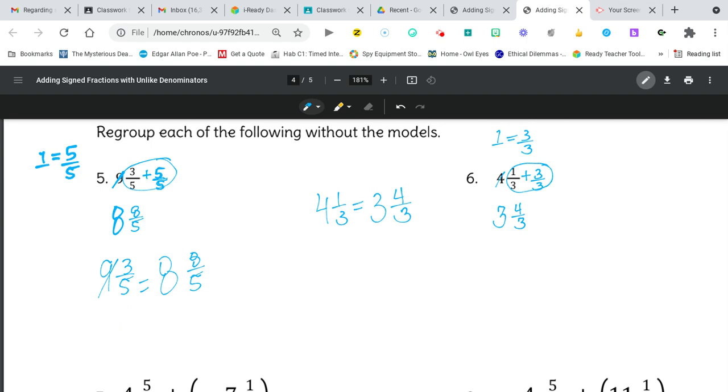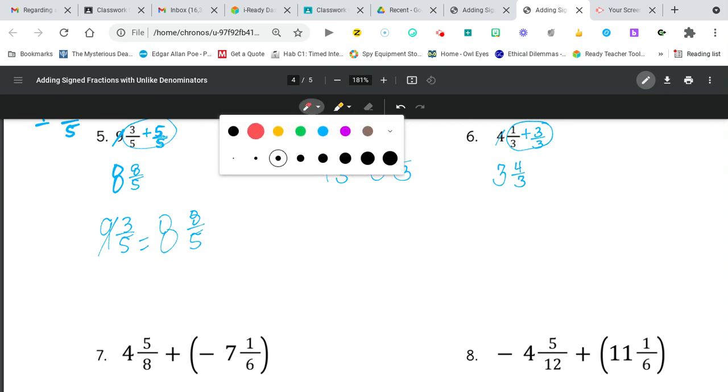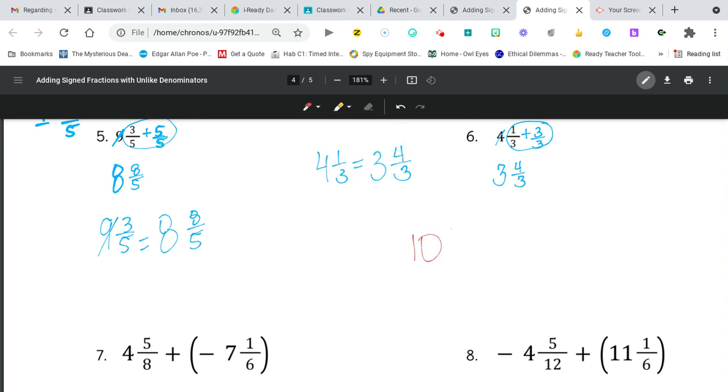Okay, it's really, really simple. Let me put another one here. Suppose I gave you, just making one up, 10 and 3/7. I'm going to borrow 1 from the 10. It becomes a 9. But that 1 that I borrow is in terms of sevens. I know that because my denominator is a 7. So I add 7 sevens to 3 sevens, making it 10 sevens. And that's all you do.